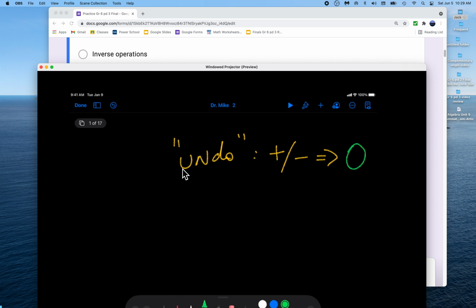Now, multiplication and division undo one another. But here the result is going to be 1. Okay, let me give you an example. If you have 5 times x, that's multiplication. What undoes this operation is the opposite, which is division. Division and multiplication are inverse operations because these 5s cancel out and result in 1.